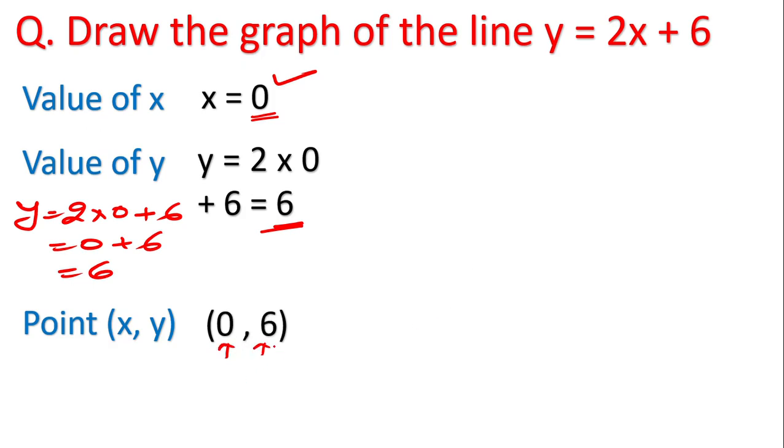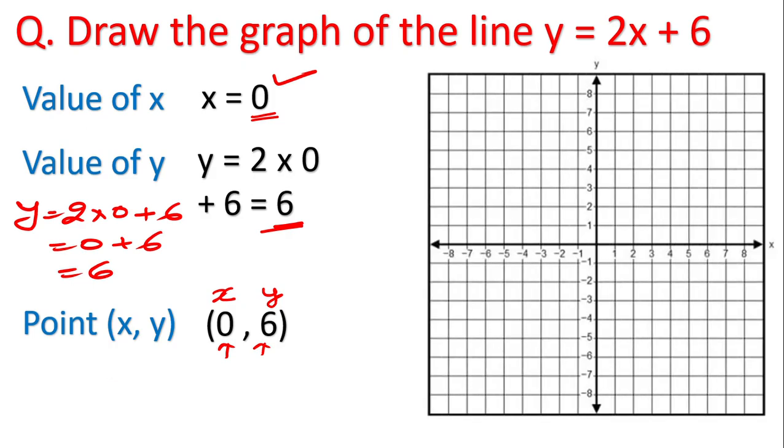Every time, students, please remember that the first value will be the value of x and the second value will be the value of y. And then on the graph paper, this is the graph paper I have taken. The value of x is 0, so there is no need to go left or right. You will just go only up. Why up? Because the value of y is positive 6. So here it is positive 6. Now this is the point. (0, 6) is the point.